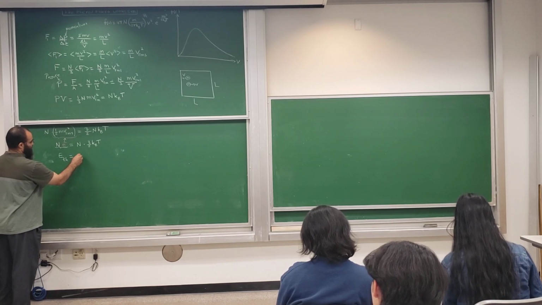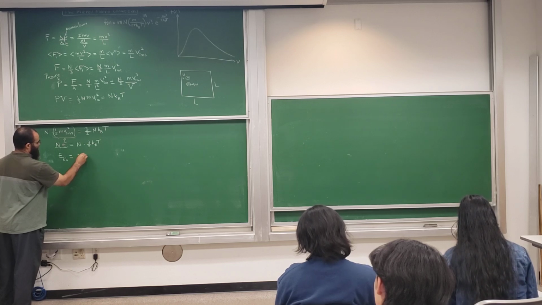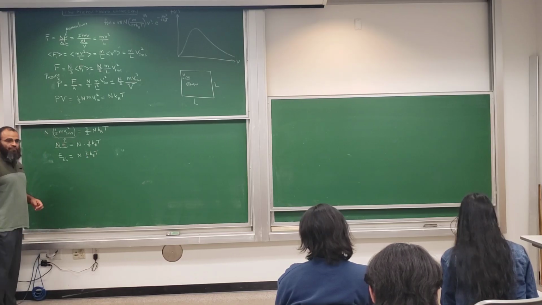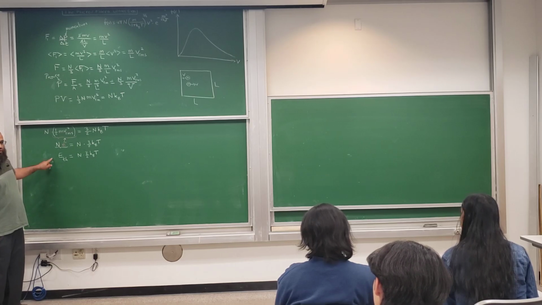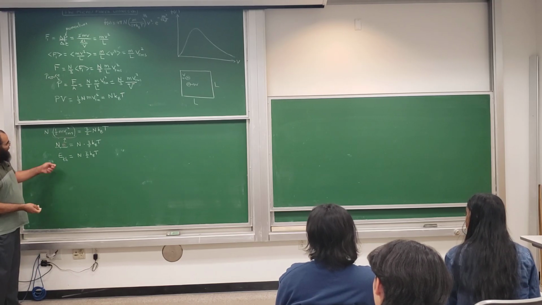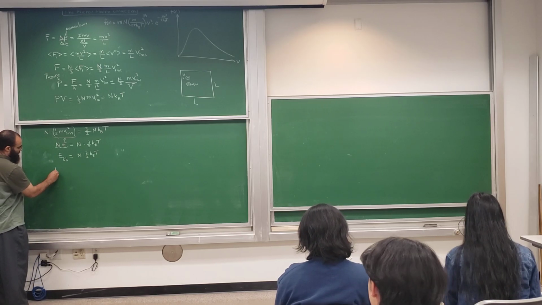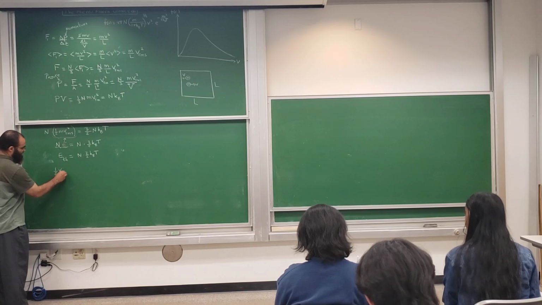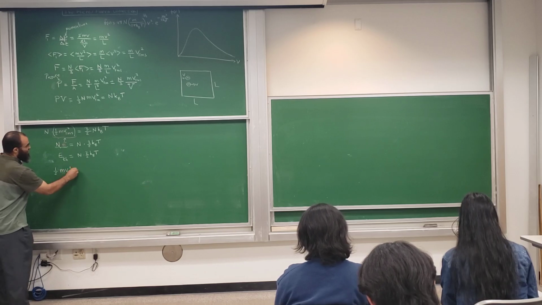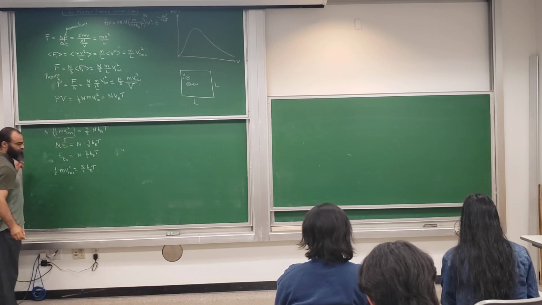And I have here N times 3/2 k_B times T. I'll come back to this in a second. So here's the conclusion: 1/2 m v RMS squared is equal to 3/2 k_B times T.